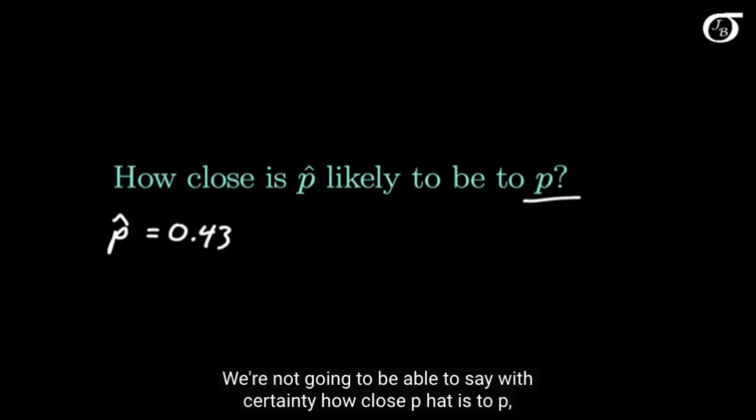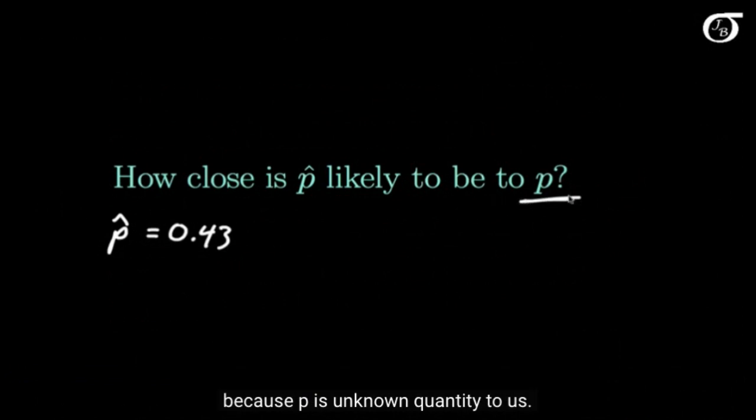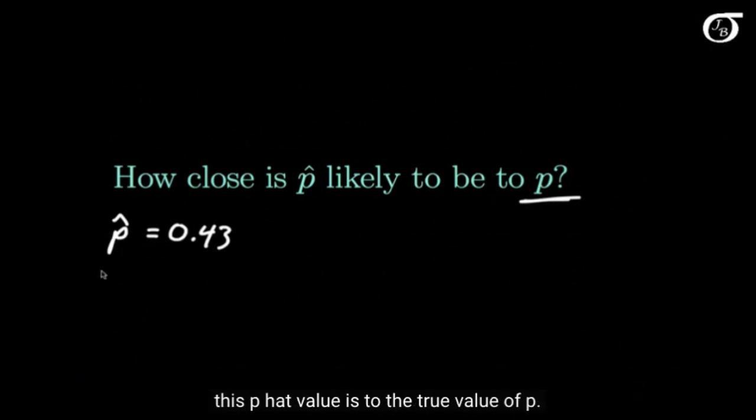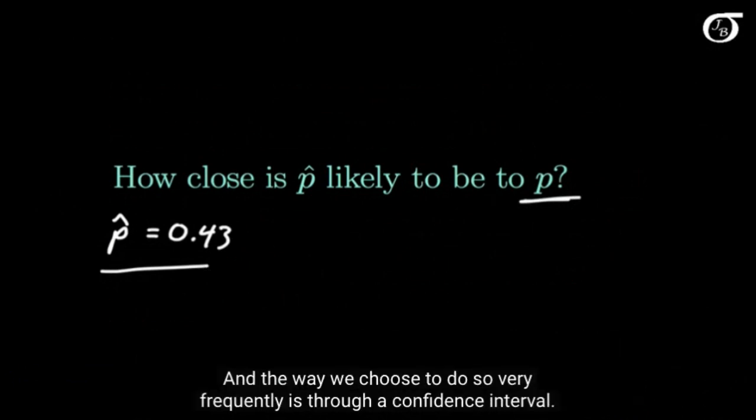We're not going to be able to say with certainty how close P hat is to P, because P is an unknown quantity to us. But we would like some way of expressing how close we feel this P hat value is to the true value of P. And the way we choose to do so very frequently is through a confidence interval.